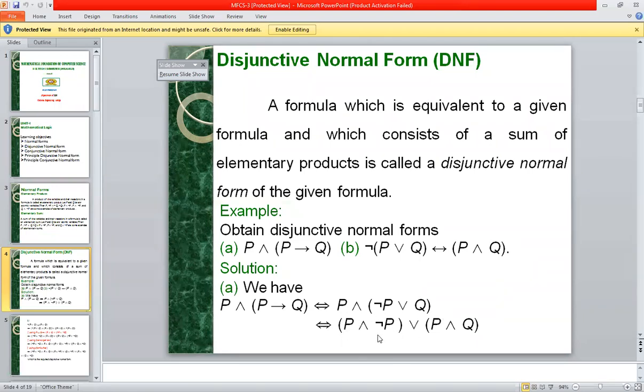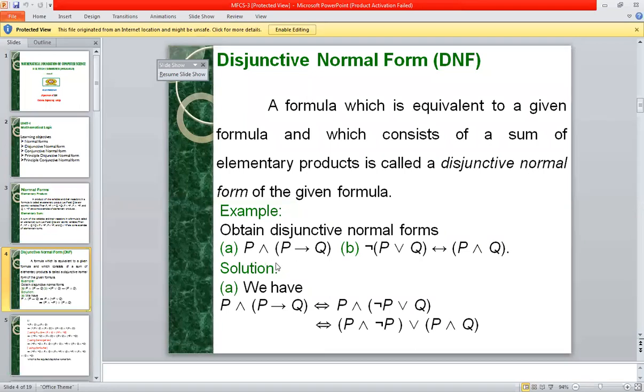Inside the parenthesis, we have product of P and negation P. AND means product and OR means sum. So it is a sum of products, a formula equivalent to a sum of elementary products. This is our required disjunctive normal form. Is it clear? A formula which is equivalent to a given formula and which consists of a sum of elementary products is called disjunctive normal form.